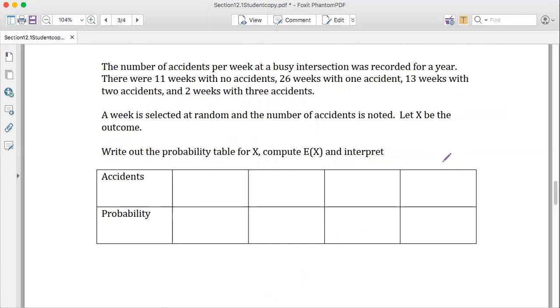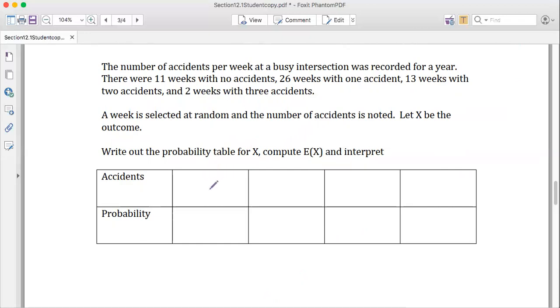We'd like to write out the probability table for our discrete variable X, compute the expected value, and interpret it in context of our word problem. Now, hopefully you're lobbying for some safety organization and you're not just sitting there at the intersection recording the number of accidents that happen per week. But nevertheless, you have this information. Let's organize it into a probability table.